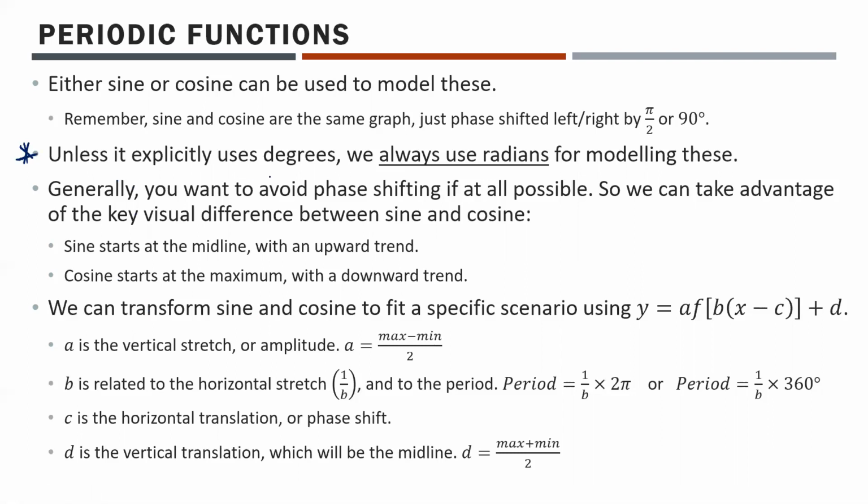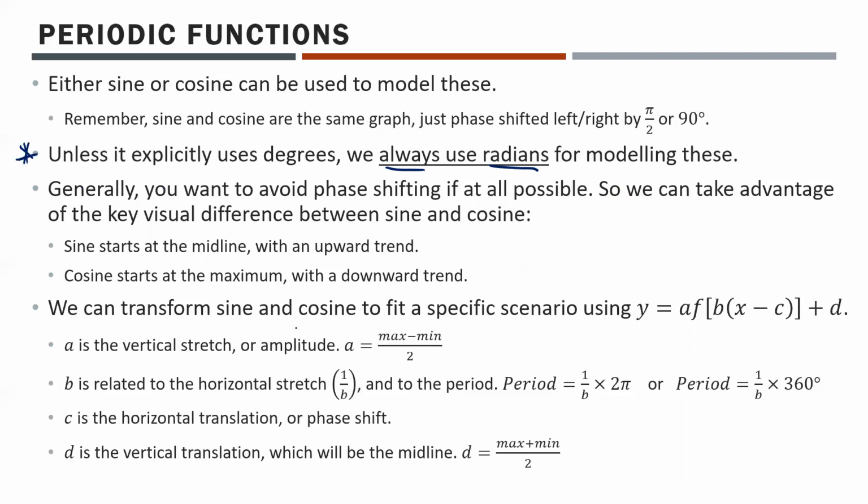Unless it explicitly uses degrees, we always need to be using radians for modeling these. Radians are used for modeling real-world situations, unless that real-world situation has to do with degrees for some reason, right? Radians are just more practical because remember they're based around the circle itself. Degrees were arbitrary, that's why we're using radians for this.